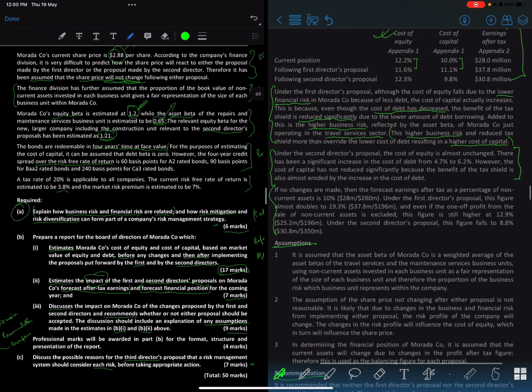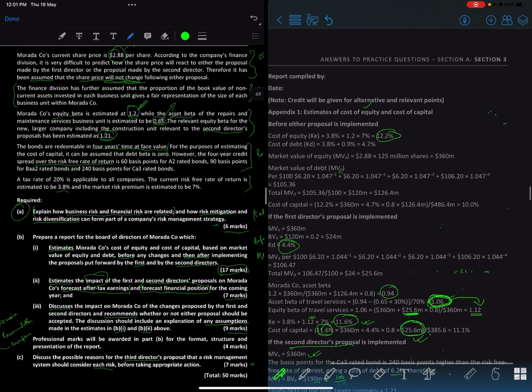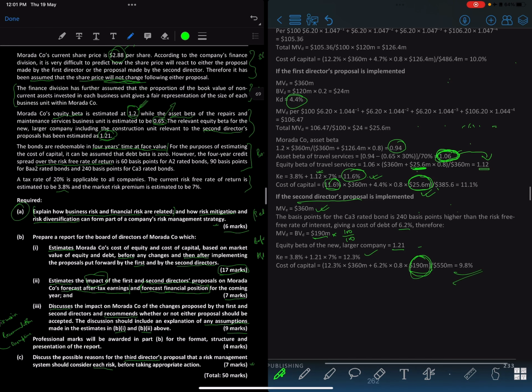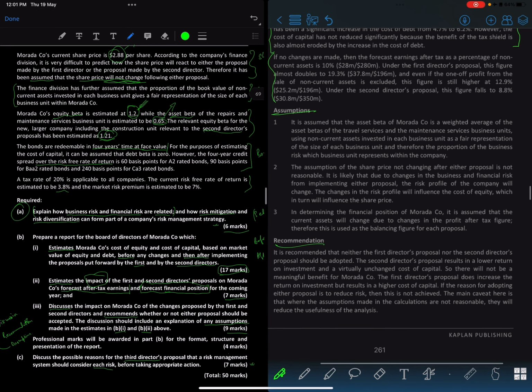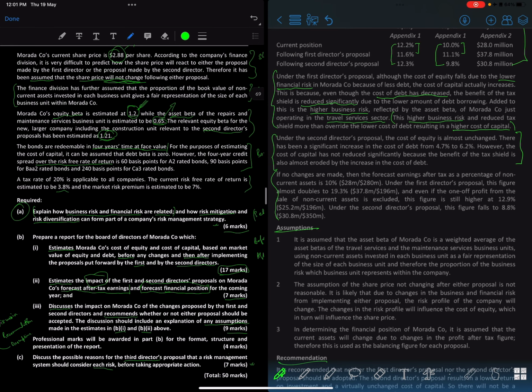So under the second director's proposal, what has happened? Cost of equity has increased, or let's just say it's almost unchanged, a marginal, little bit of increase, but it's not much. What about cost of capital? Cost of capital has decreased a bit. However, there has been a significant increase in cost of debt. Right now it is 4.7, and it has increased to 6.2. However, the cost of capital has not reduced significantly because the benefit of the tax shield is almost eroded by the increase in cost of debt.